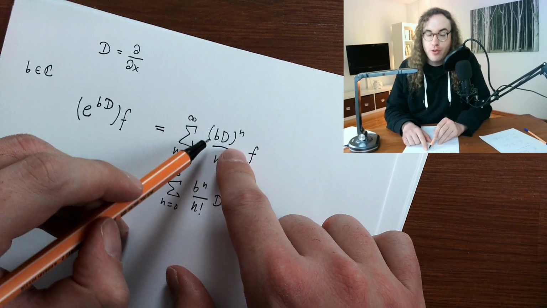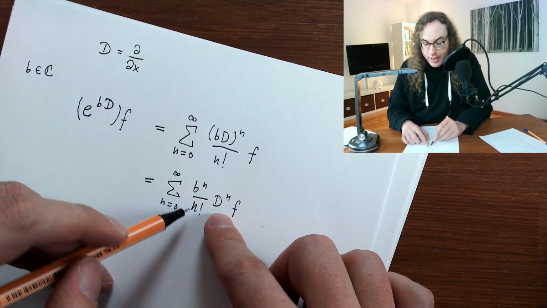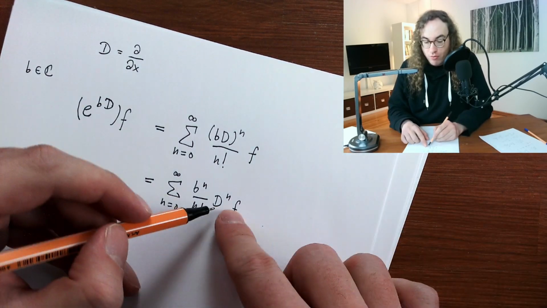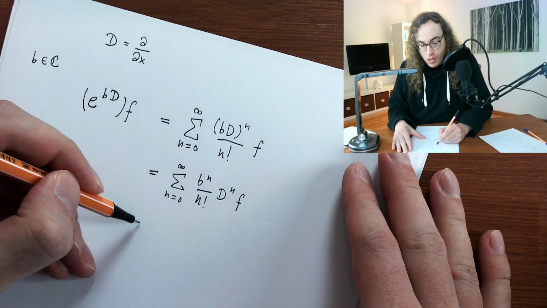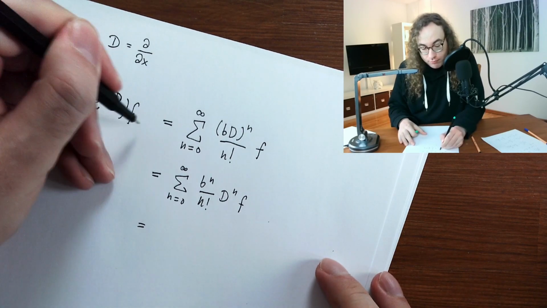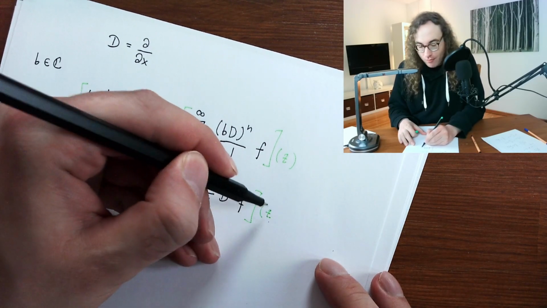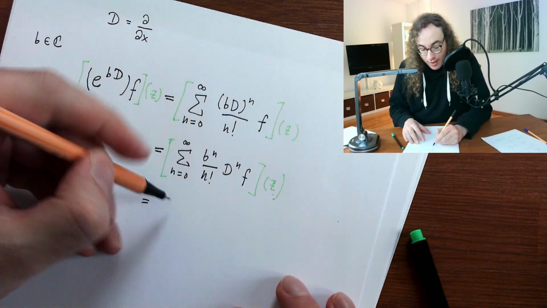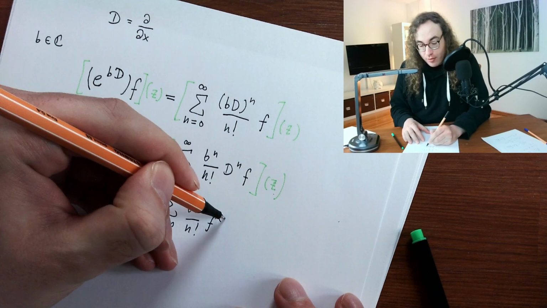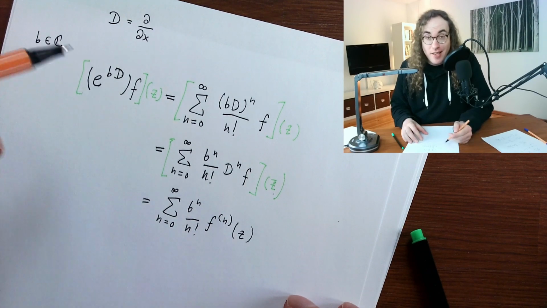So I can collect all the terms belonging to the scalar to the left and all the powers of the differential operator to the right. So I get this expression. And now what is D^n f? Well, D stands for differentiation, so this should be the nth derivative of the function. So if I allow myself to plug in a value into this function, maybe z, then I would expect that I get the sum from 0 to infinity, b^n divided by n factorial, and then the nth derivative of f with z plugged in. And now you recognize, wait, this is exactly Taylor's formula, right?